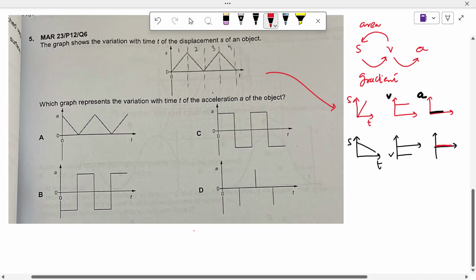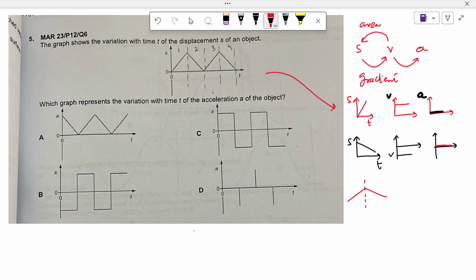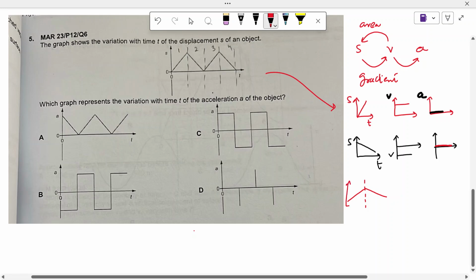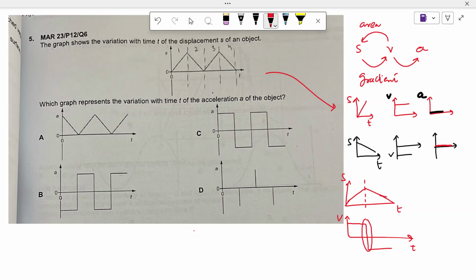But we should remember one thing, there is an abrupt change in the displacement. So this means the direction has been changed. Direction means the velocity has been changed. If this was the displacement-time graph, then this would be the velocity-time graph, sorry, velocity has a direction. Because there is a change here, that is why we have the acceleration-time graph.